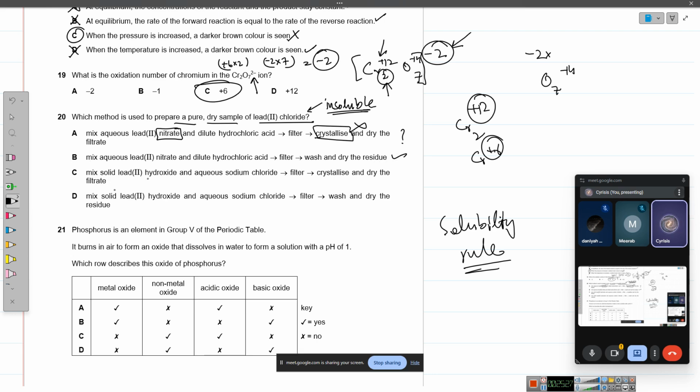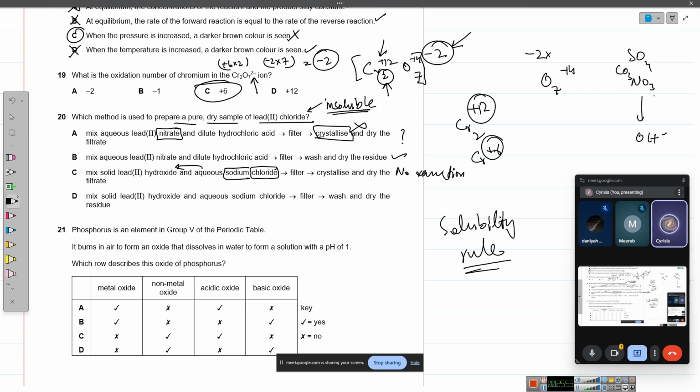Mix solid lead hydroxide and aqueous sodium chloride. Now keep in mind, chlorine is more reactive and sodium is more reactive. Why would this react with this? So this will have no reaction, right? Immediately, because in the precedence chart, if you remember, sulfate, nitrate, carbonate, right? These ions, OH comes at the bottom, right?